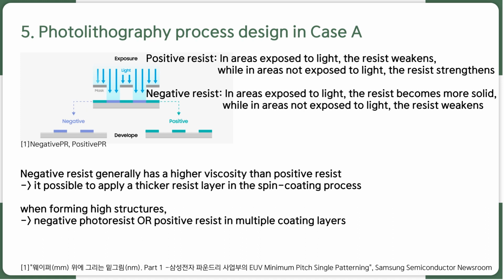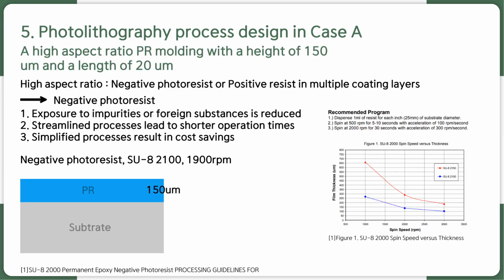Negative photoresist allows for application of a thicker resist layer during the spin coating process. This thicker layer can be advantageous when the goal is to create a high structure or pattern. Case A involved creating a high aspect ratio photoresist modeling. I chose to use negative photoresist. This choice offers several advantages. It reduces the exposure to impurities and shortens operation time, resulting in cost saving.